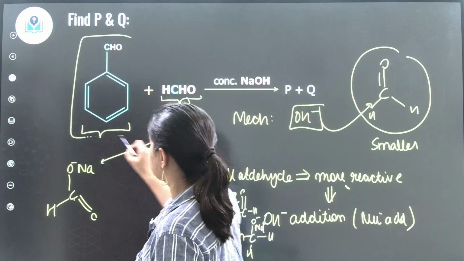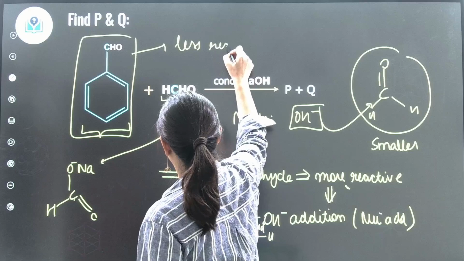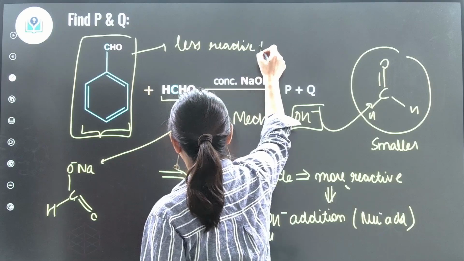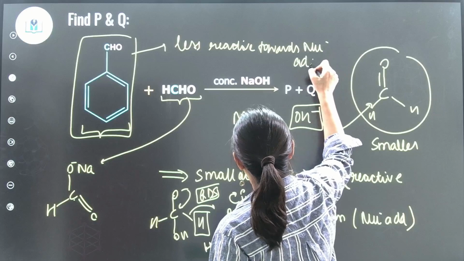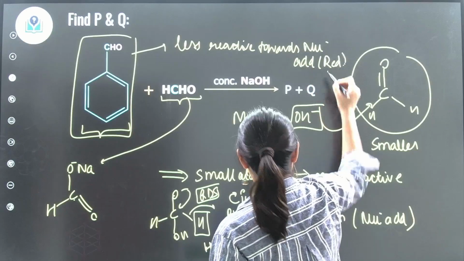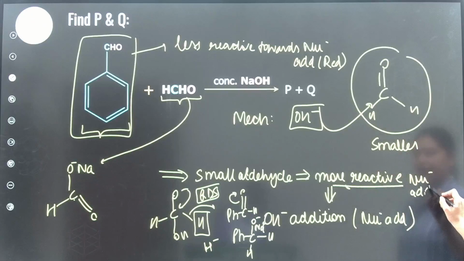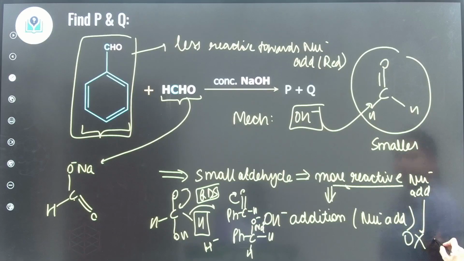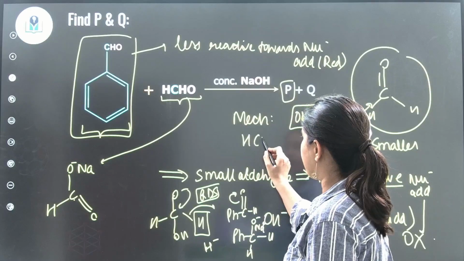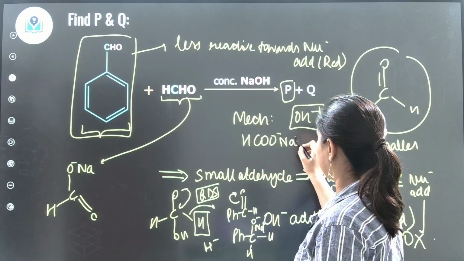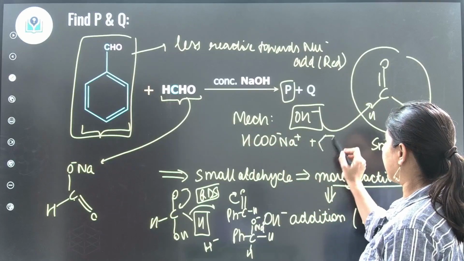The one which is less reactive towards nucleophilic addition has undergone reduction. The one which is more reactive towards nucleophilic addition has undergone oxidation, is the moral of the story. So our products will be HCOO minus Na plus, sodium salt of formic acid, and benzyl alcohol.